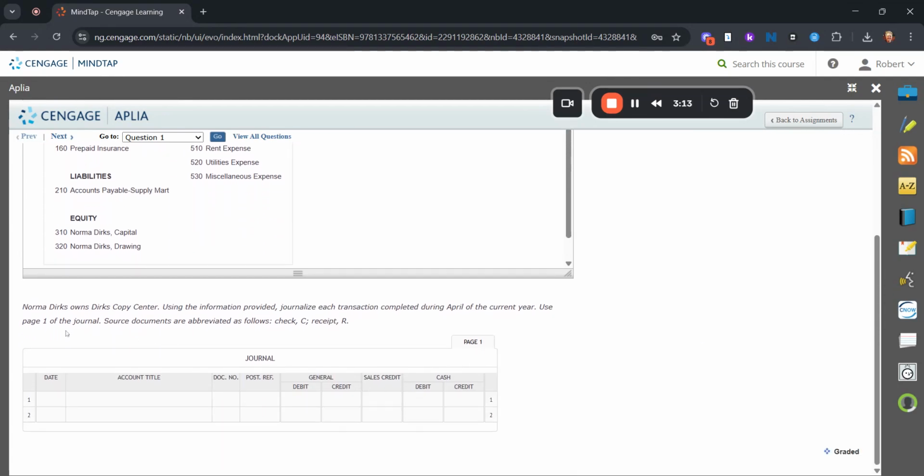So we'll get down to the directions. Norma Dirks owns Dirk's Copy Center. Using the information provided, journalize each transaction completed during April of the current year. Use page 1 of the document. Source documents are abbreviated as C for check and R for receipt.